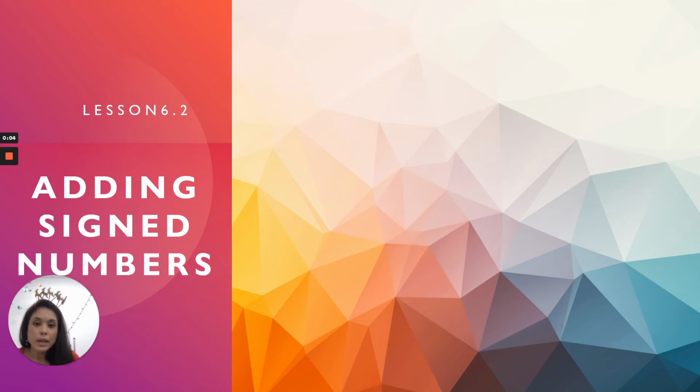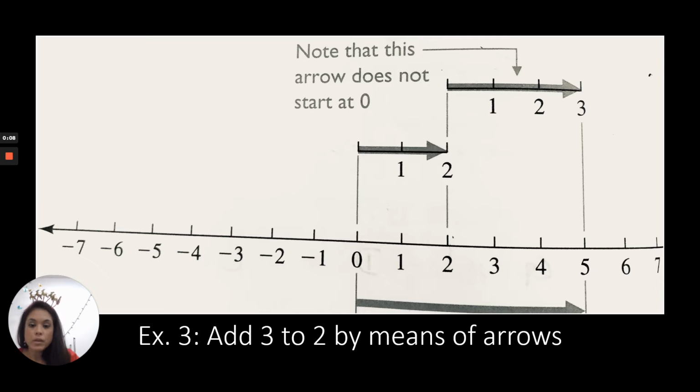Hello class, we are beginning lesson 6.2, adding signed numbers. So we're going to start with a basic example utilizing a number line. Example 3 says, add 3 to 2 by means of arrows.